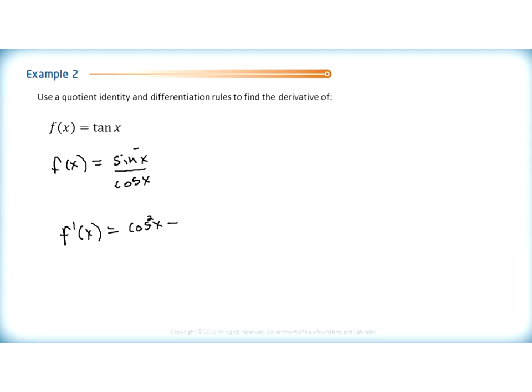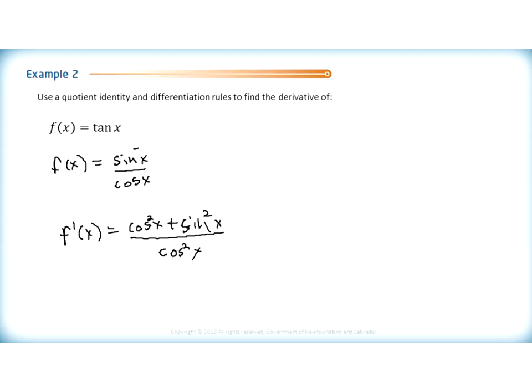And then I subtract. The derivative of my denominator is negative sine, so subtract the negative is going to be minus, so it becomes plus sine, and multiply that by the numerator, which is already sine, and we have a sine squared up top. All of that has to be divided by the square of our denominator, which is cosine, so cosine squared.